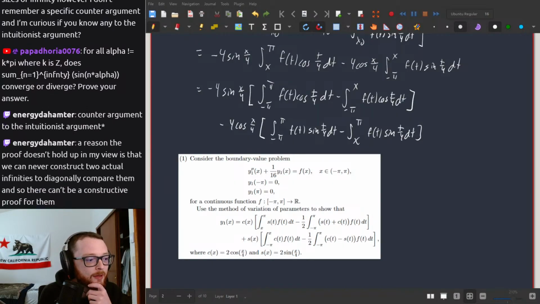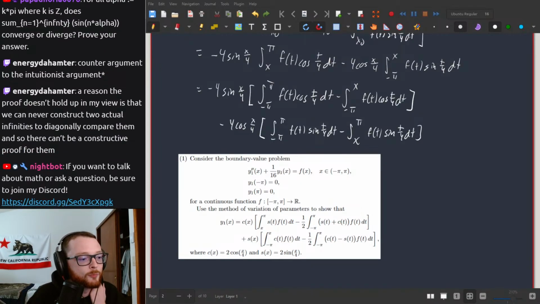And Papadori, I see your question too. That looks a little insane, but we can think about it. A reason the proof doesn't hold up in my view is that we can never construct two actual infinities to diagonally compare them, so there can't be a constructed proof for them.